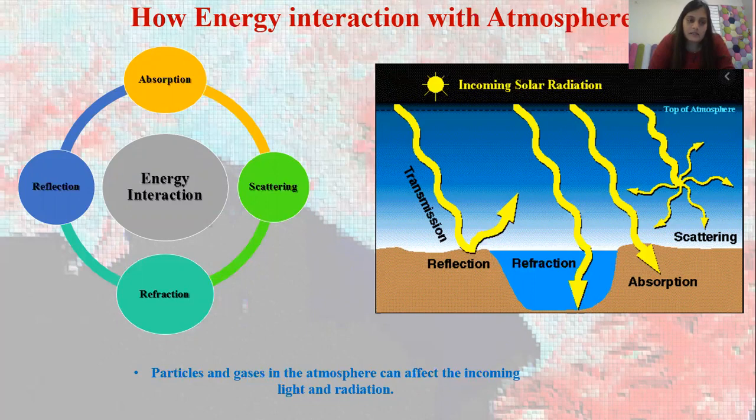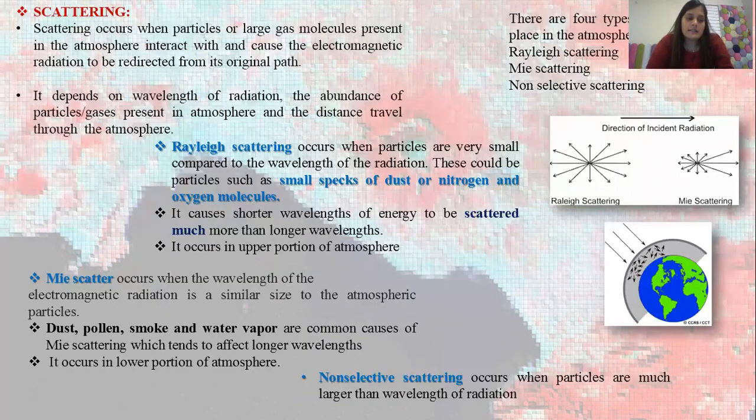So firstly, we will discuss scattering. What is scattering? We have already discussed that when particles are of large size, or gas molecules are present in the atmosphere, they cause radiation to be redirected from its original position. It will deviate from its original position. That is actually scattering. It is scattered in haphazard directions. It depends on the wavelength of radiation, the abundance of particles and gases present in the atmosphere, and the distance traveled through the atmosphere. How much distance is traveled, and what types of particles and gases are present, decides the scattering that takes place.